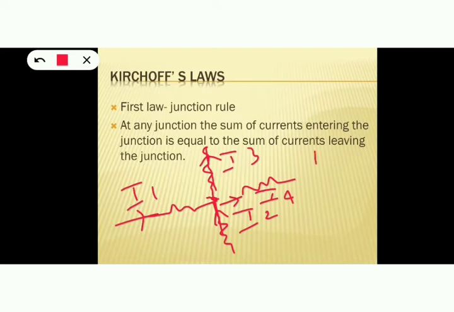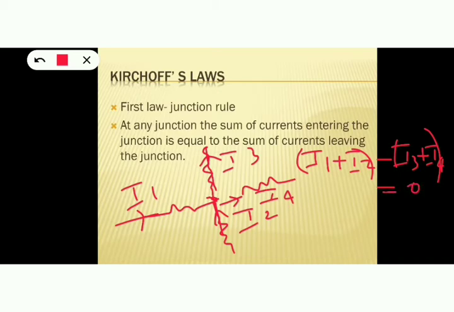So we can write I1 plus I2, this is the total current entering the junction, minus I3 plus I4, this is the total current leaving the junction. And this is the sum of all the currents in a junction, it must be zero. So that is I1 plus I2 is equal to I3 plus I4.